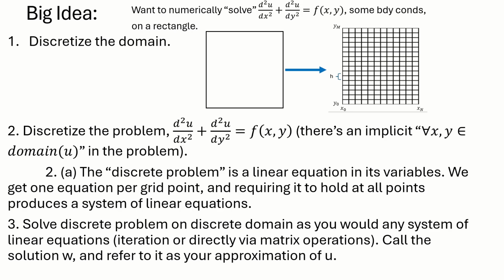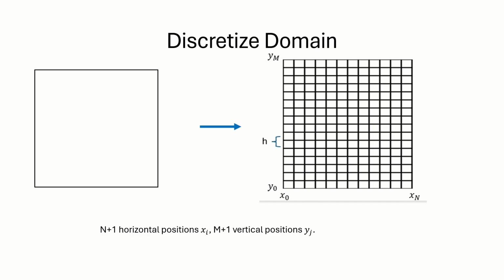This is very abstract, so let's study these steps in detail. What do we mean by discretizing our domain? For a rectangular domain, this is typically done by subdividing the rectangle into squares, forming a grid where we create n+1 discrete horizontal positions in the grid and m+1 discrete vertical positions in the grid. That is, our x values go from x0 to xn, and y values go from y0 to ym, with the separation between consecutive horizontal or vertical positions being some constant h.